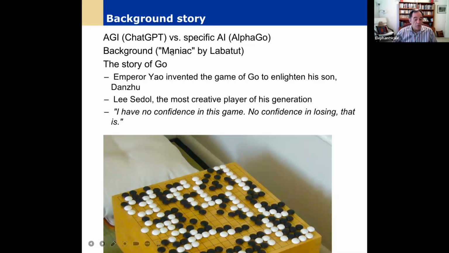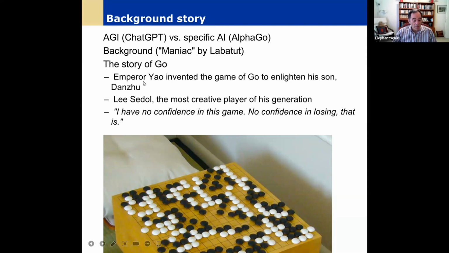In that book, he talks mostly about Johnny von Neumann. That's why it's called Maniac. But in the last chapter, to me, completely not related to Johnny von Neumann, even though he says that Johnny is a kind of precursor to AI, he switches to Go.